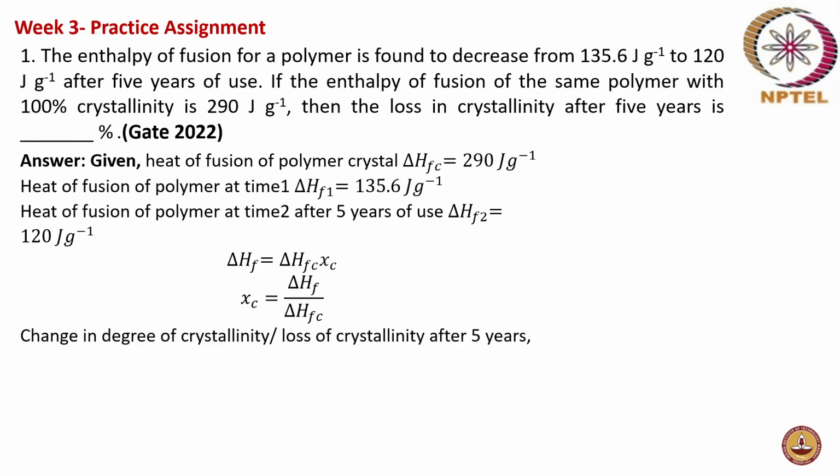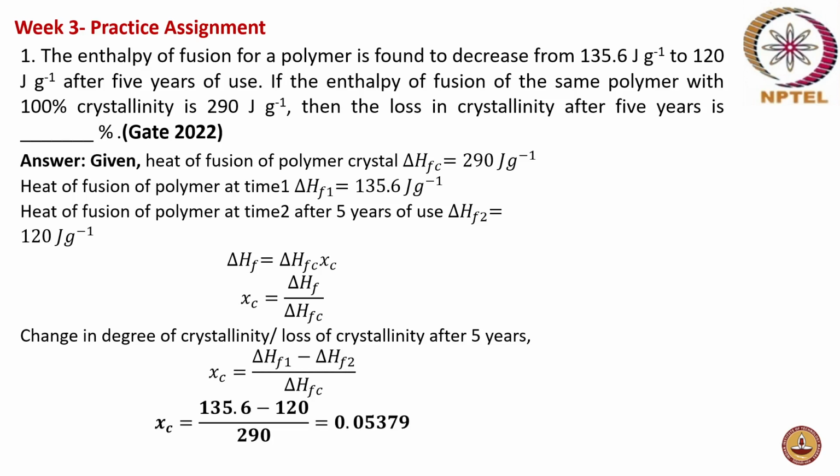So change in degree of crystallinity, or loss of crystallinity after 5 years, we can give it as Xc is equal to delta Hf1 minus delta Hf2 divided by delta Hfc. So you have the values. Xc is 135.6 minus 120 divided by 290, that will give you 0.053, which is nothing but 5.37% loss in crystallinity. Right? In 5 years, there is a loss in crystallinity of nearly 5%.